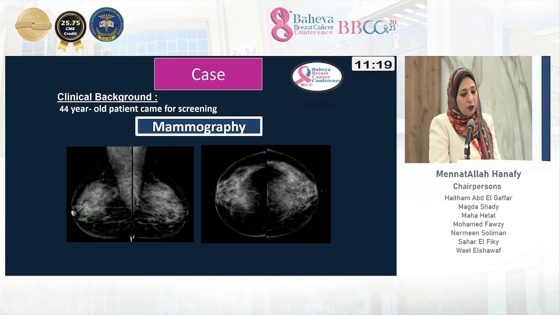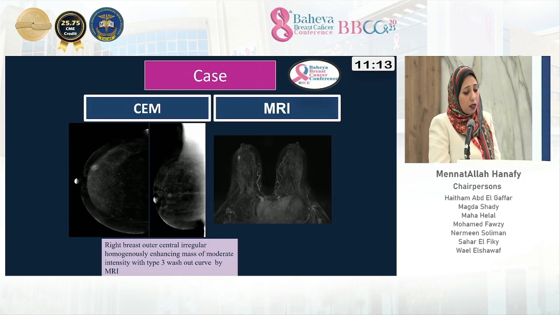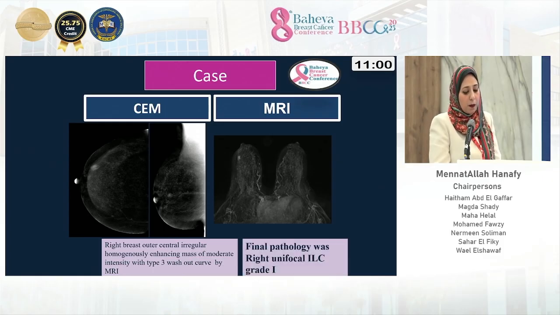In this case, a 44-year-old patient came for screening. Her mammography showed no definite abnormality. Yet contrast-enhanced mammography and MRI showed right breast outer central irregular homogeneously enhancing mass of moderate intensity with type 3 washout curve by MRI. And the pathology was right unifocal invasive lobular carcinoma grade 1.